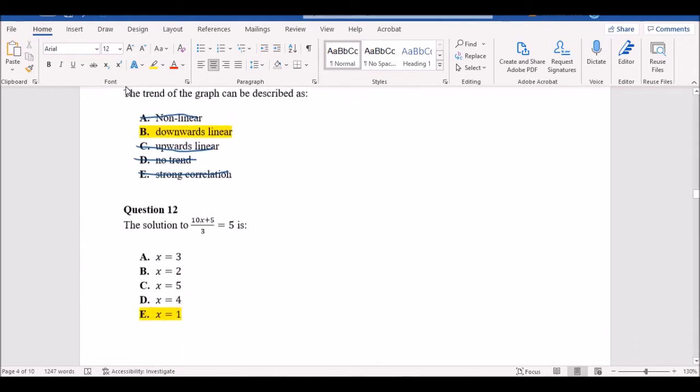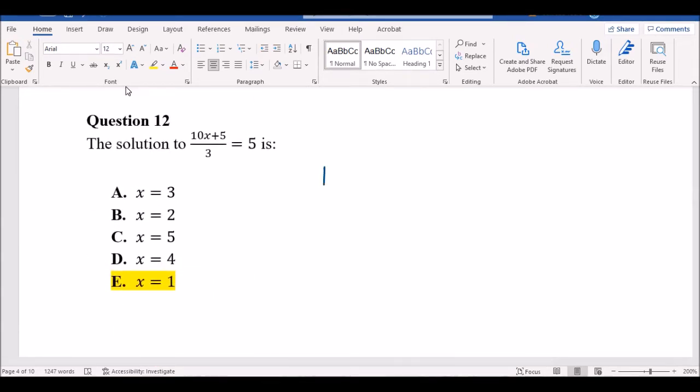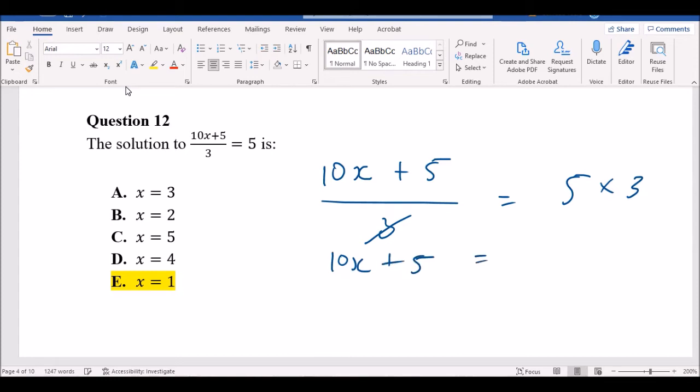Over here, the solution to this, well, there's no quick way of doing it, but let's just solve it. So 10x plus 5 over 3 equals 5. First thing we do is get rid of that 3. Bring it over, it becomes times 3. So you get 10x plus 5 equals 15. That's a plus 5, get rid of that, it becomes minus 5. So you get 10x equals 10. And then that's 10 times, so it becomes divided by 10. Therefore, x is 1.